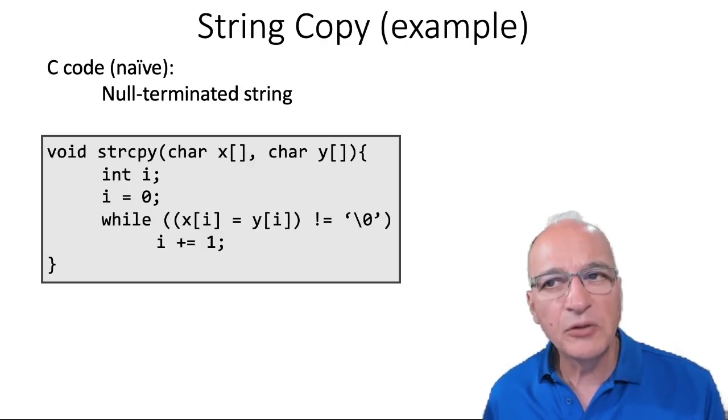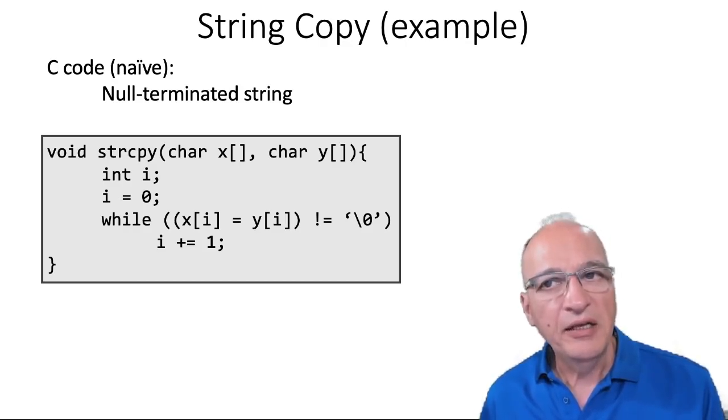Here is C code that implements string copy. What this C code does is take two parameters as input: the parameter x, which is the base of the target string, and y, which is the address of the source string. So the string that is in y will be copied into x.